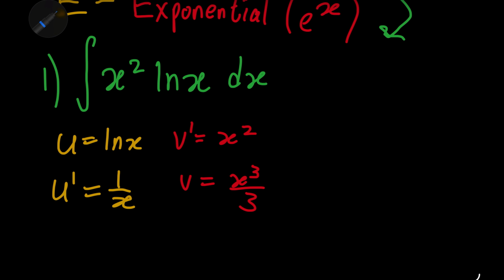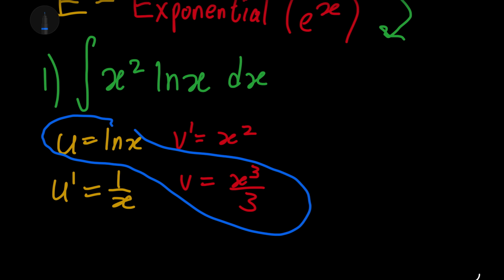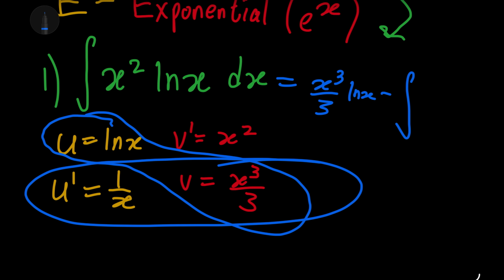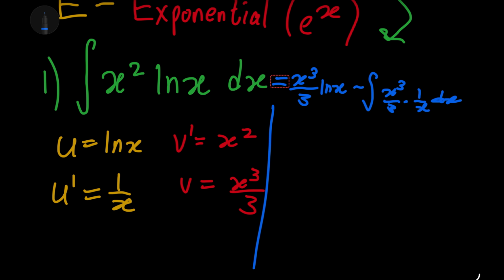Now all we have to do is plug and chug, right? So what I like to do is use this crisscross method. So first I need to find the pairing between u and v, so these two. So first I set this equal to x cubed over 3 ln x minus the integral of, and then I take this pairing. So now this one will be x cubed over 3 times 1 over x. Okay, great. Now we have our equation. So now we can just simplify this, right?